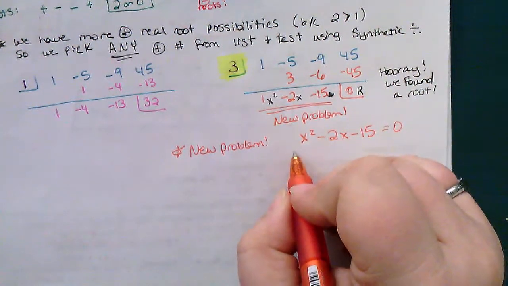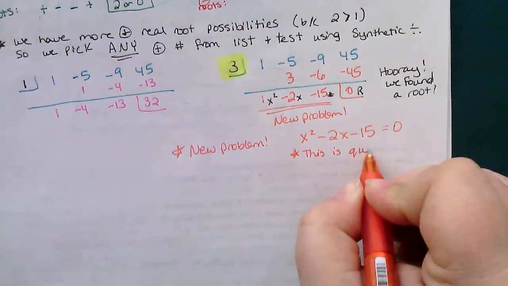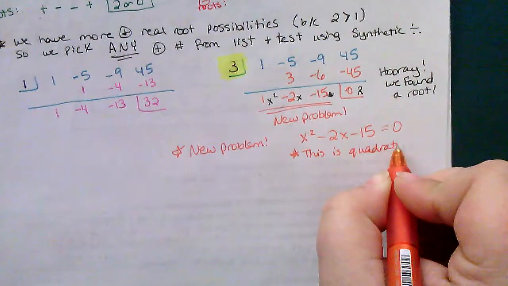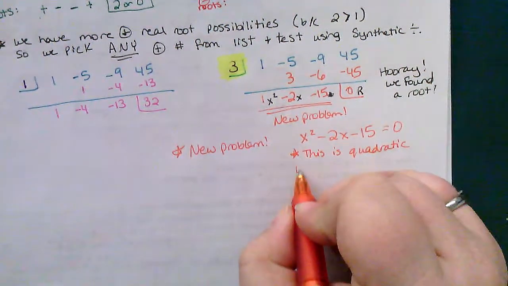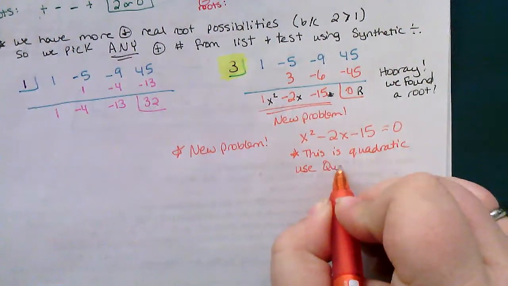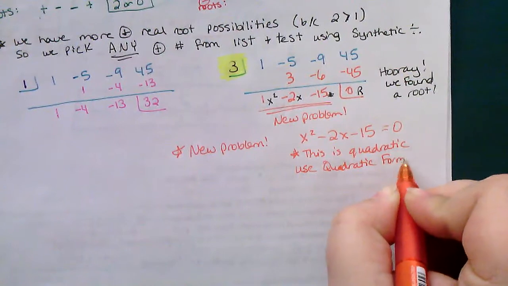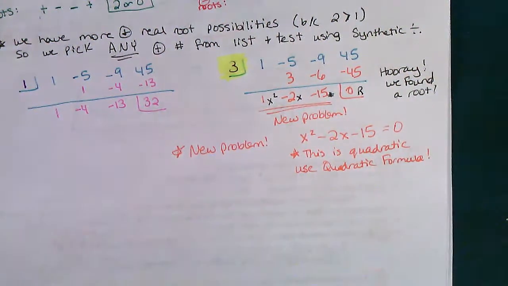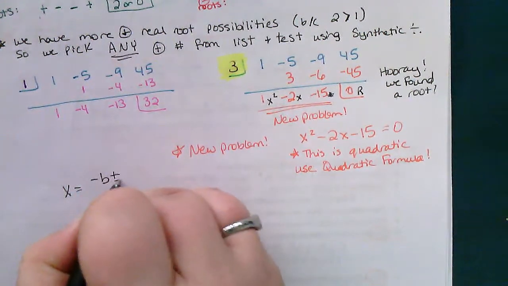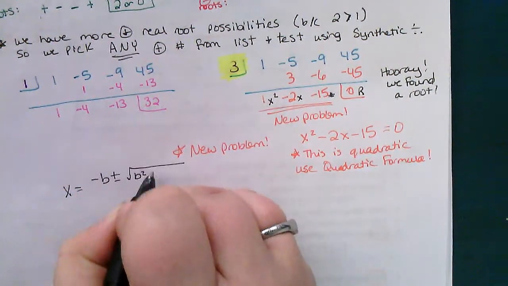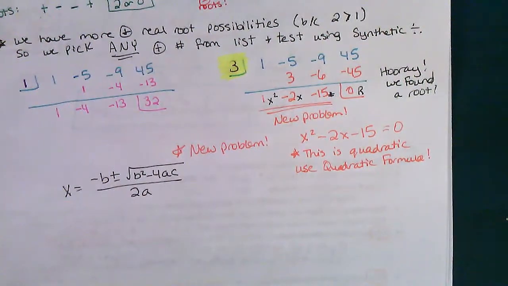But if you notice, this is quadratic. And what did I say about the last two roots? I said when we get down to quadratic, we need to use the quadratic formula. Okay, so the quadratic formula, remember, is x equals opposite b plus or minus the square root of b squared minus 4ac, divided by 2a.